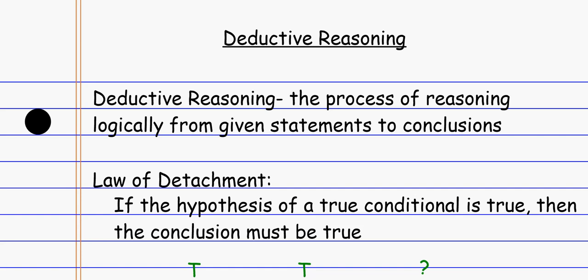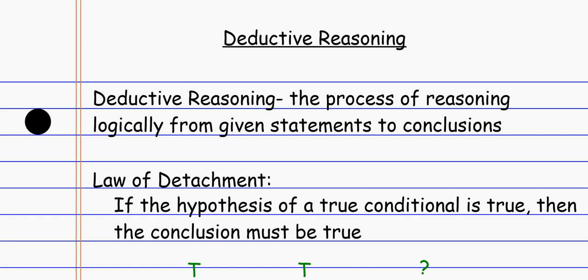One of the things that you can look up is that a lot of people who are very successful in things like law school were previously math majors. People who were really good at logic and reasoning, because the argument structures are the same, whether you're trying to prove something in math or trying to prove something in a courtroom. So, deductive reasoning is the process of reasoning logically from given statements to conclusions.